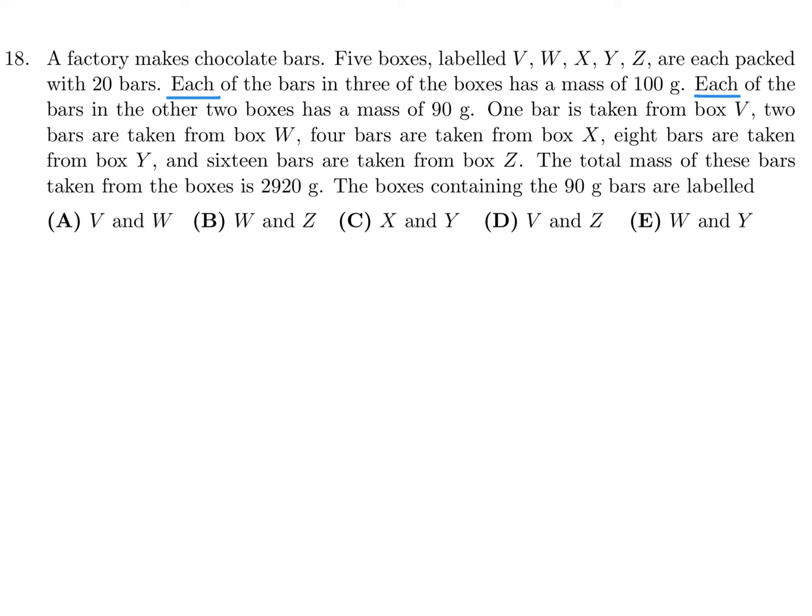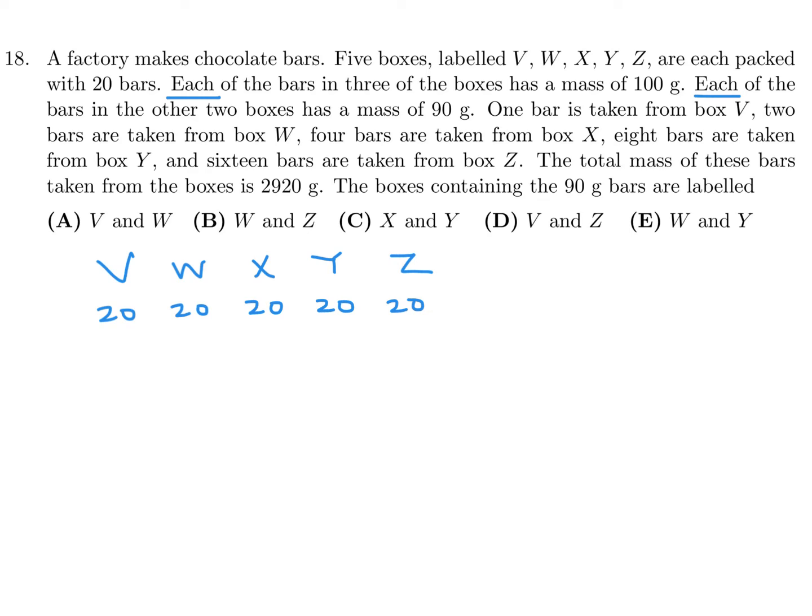Okay. 1 bar is taken from box V, 2 are taken from W, 4 are taken from X, 8 from Y, and 16 from Z. Total mass of these bars is 2920. The boxes containing the 90-gram bars are labeled... All right. Interesting question here. V, W, X, Y, Z, and all of them have 20 bars. Okay, so that's the only thing that we know for sure.